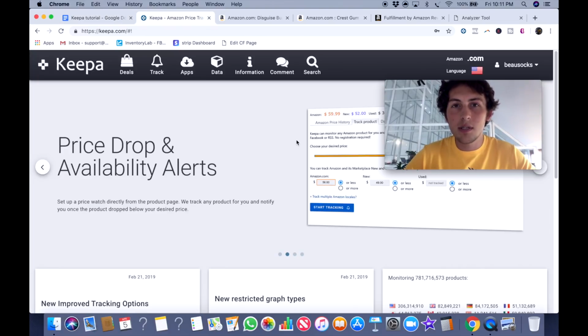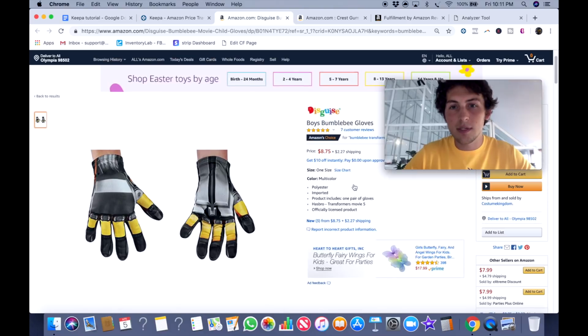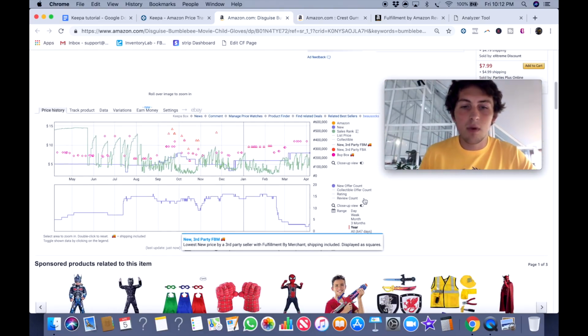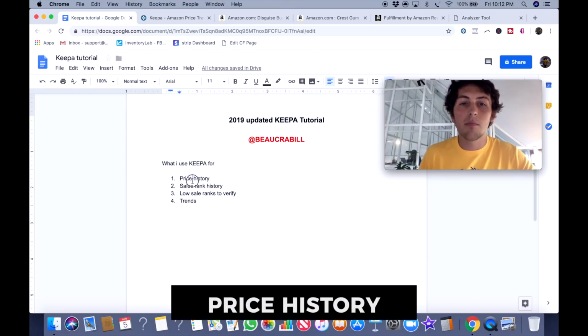So Keepa is a tool that you can go to keepa.com, K-E-E-P-A.com, and you can download it, and it turns into a Chrome extension whenever you go to Amazon. So you go to amazon.com, and when you want to research products, this little thing pops up automatically, and then you can start to utilize it. So the first thing I want to go over is price history.